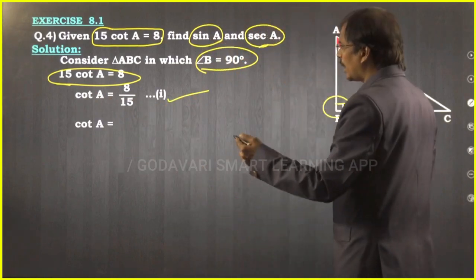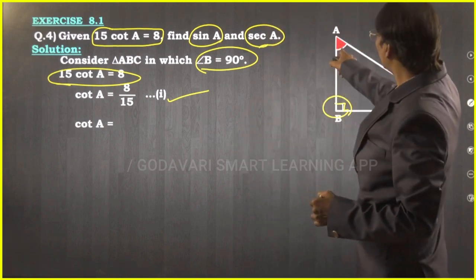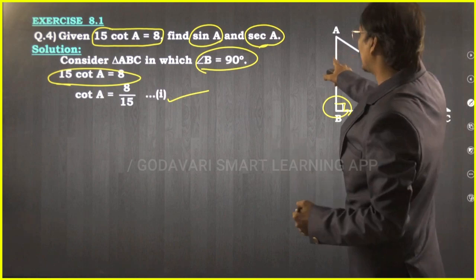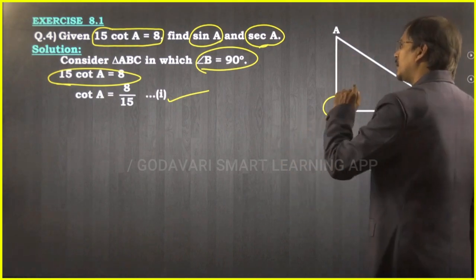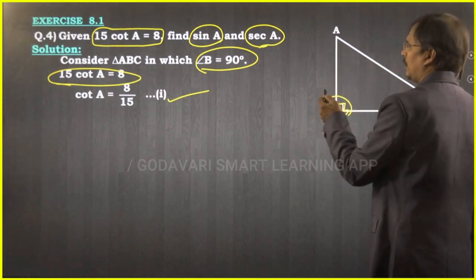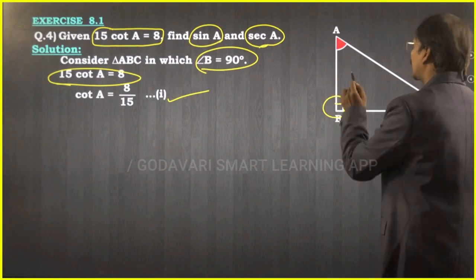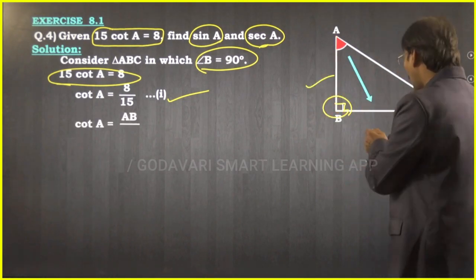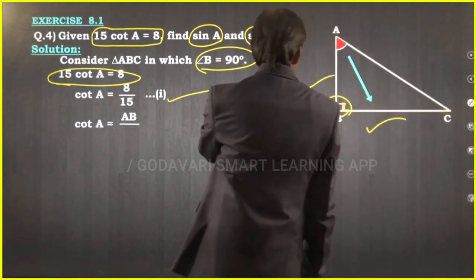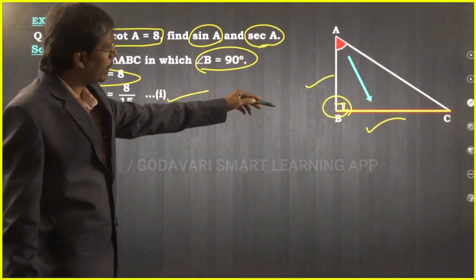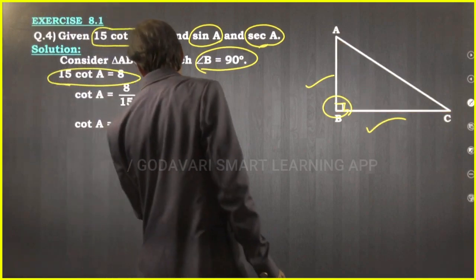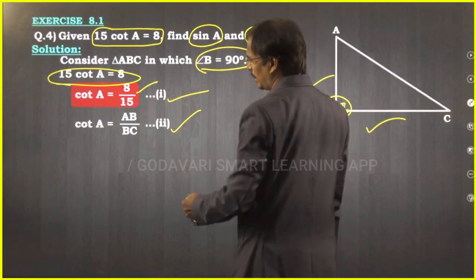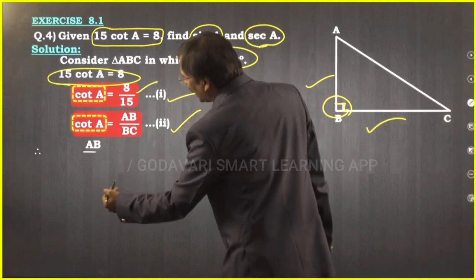Cot A is nothing but the side adjacent to the given angle by the side opposite to the given angle. That is adjacent side by opposite side, nothing but AB by BC. So AB by BC is equal to 8 by 15.